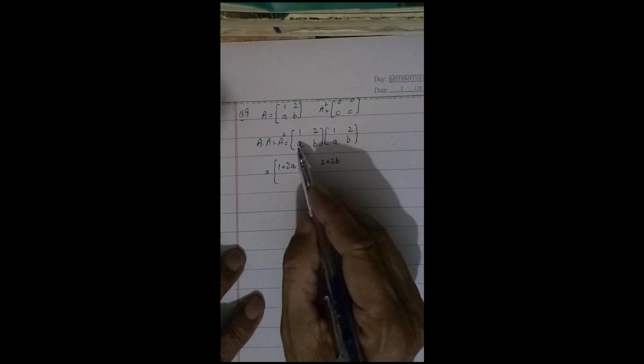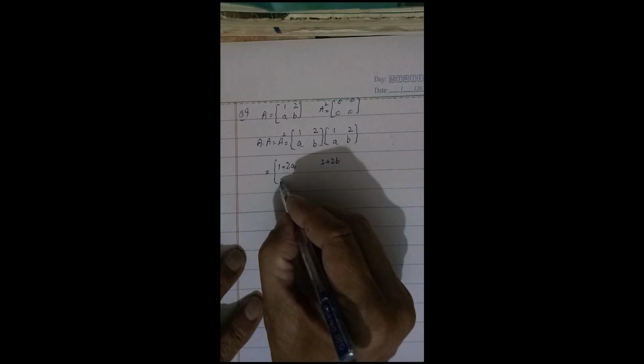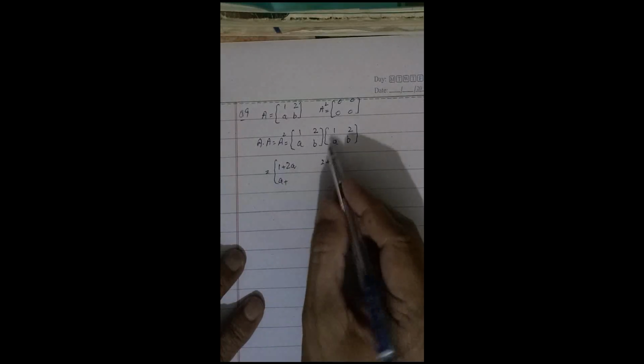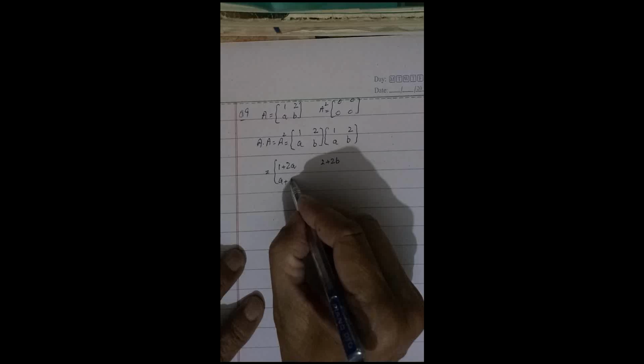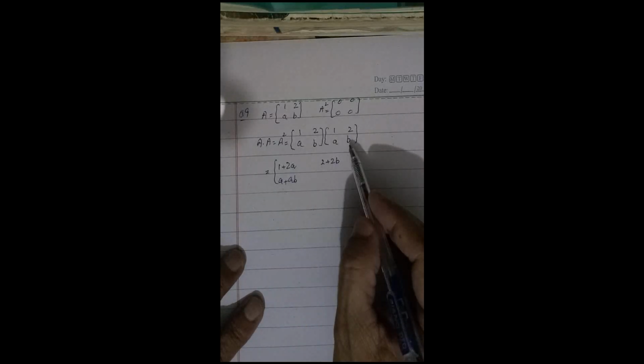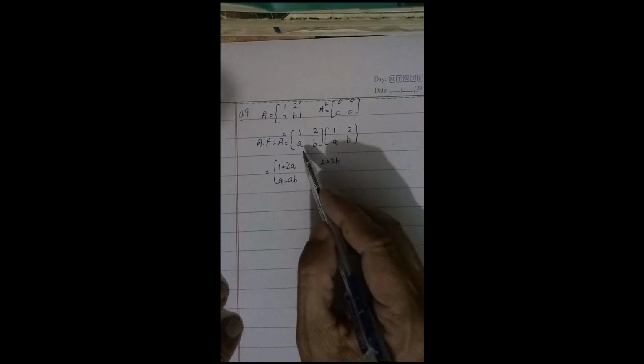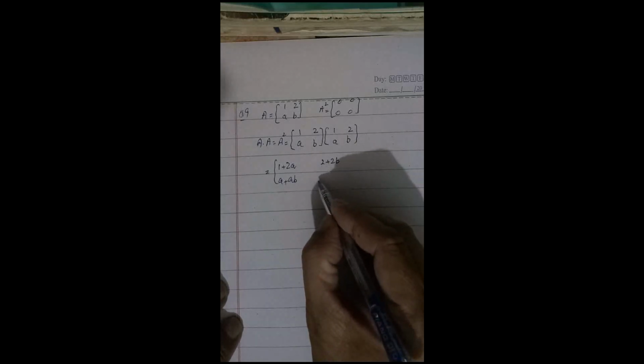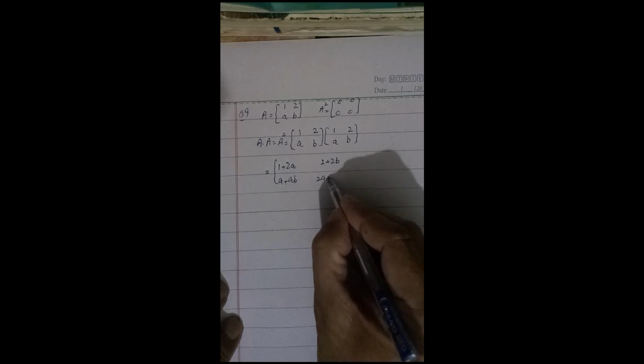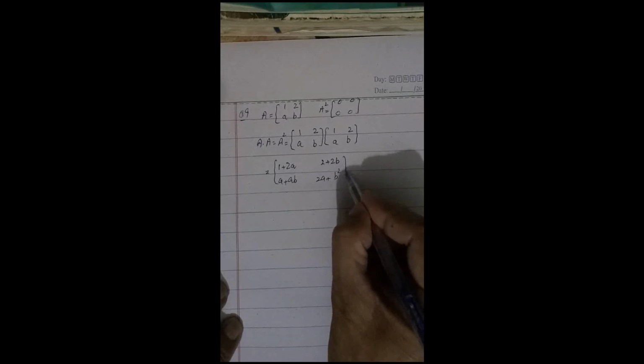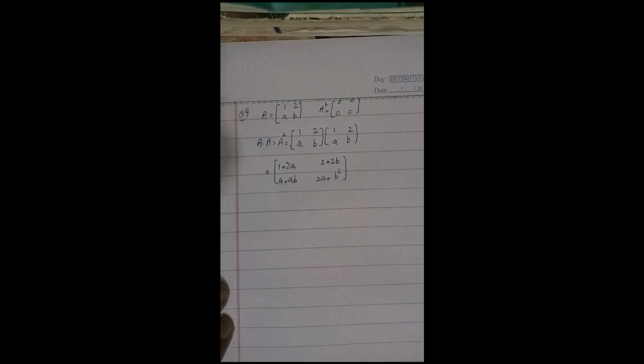Now the second row is multiplied with the first column: a multiplied by 1, plus b multiplied by a, is equal to a plus ab. Now the second row is multiplied with the second column: 2 multiplied by a is equal to 2a, plus b square. This is A square.